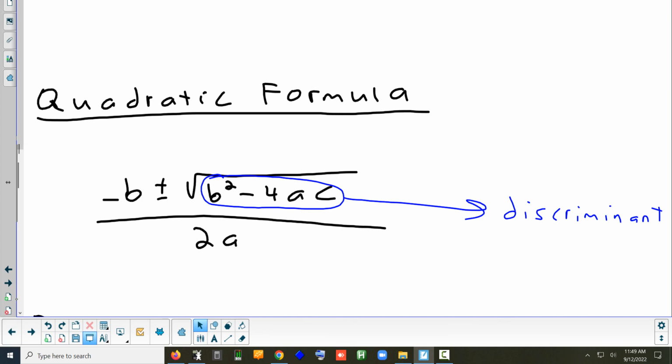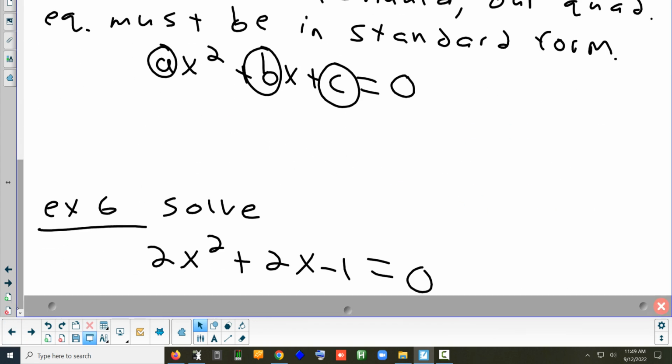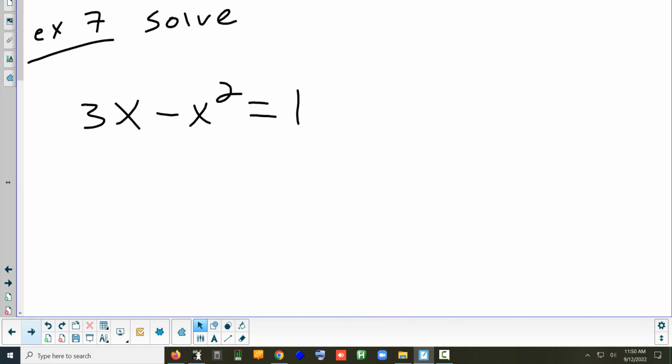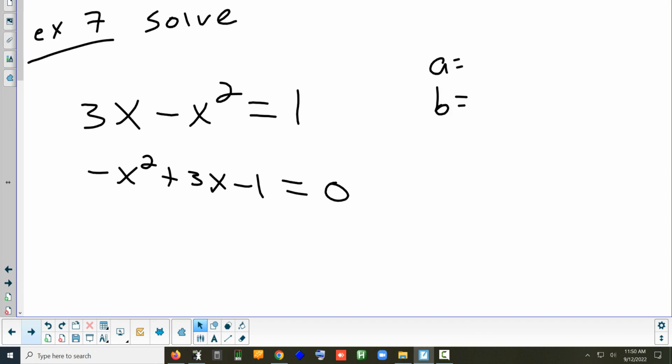Let's do example 7, because it's actually one more step. Example 6 already has it equal to 0 for you. Example 7 doesn't. So what would be your first step here to get this equal to 0? Yeah? You just have to subtract 1 from both sides. Subtract 1. And I would write it this way. That's descending order, highest exponent to lowest. So what is A in this case? B and C.